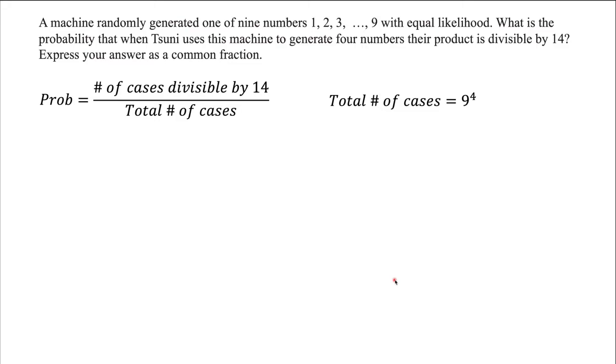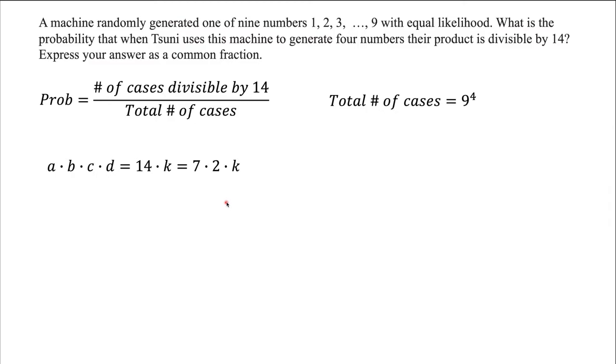Let's look now at the numerator: the number of cases where the product of 4 numbers is divisible by 14. What does it mean that the product of 4 numbers is divisible by 14? If I have 4 numbers, A, B, C, and D, and this product is divisible by 14, that means the product can be represented as 14 times some integer k. Well, 14 is 7 times 2, so we can write it as 7 times 2 times k.